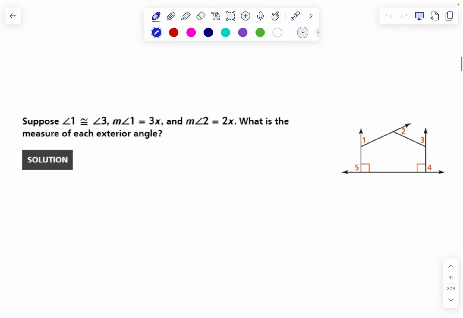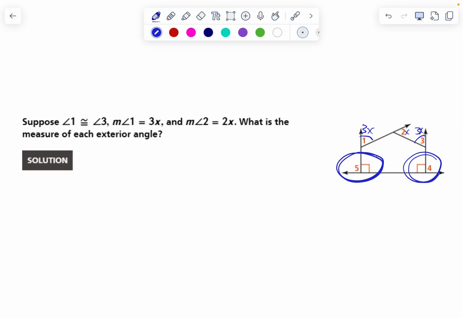Okay, so here's an example of one. It says suppose angle 1 is congruent to angle 3. So that probably should be marked in there. And measure of angle 1 is 3x. So that means measure of angle 3 is 3x. Measure of angle 2 is 2x. What is the measure of each exterior angle? Tell me about what's going on down here. The two 90s are inside, but what can we do with them? Yeah, we can just copy them to the outside since those are linear pairs, okay?